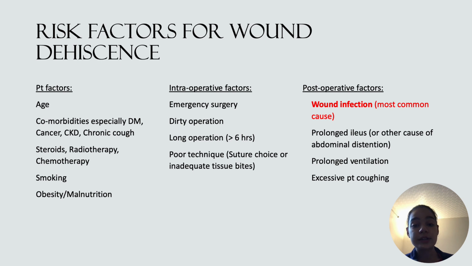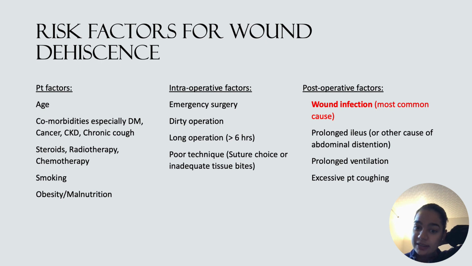There are also intraoperative factors such as emergency surgery, a dirty operation, a long operation over 6 hours, or a poor technique such as suture choice or inadequate tissue bites. What we mean by inadequate tissue bites is, imagine if you're sewing together 2 pieces of fabric, or in this case skin, it's not having enough distance from the incision site to the point at which your needle goes in. And if this is too close together, then it might fray or break off and then therefore not have good skin apposition, so the 2 sides of skin coming together, and therefore you don't have a very good seal.